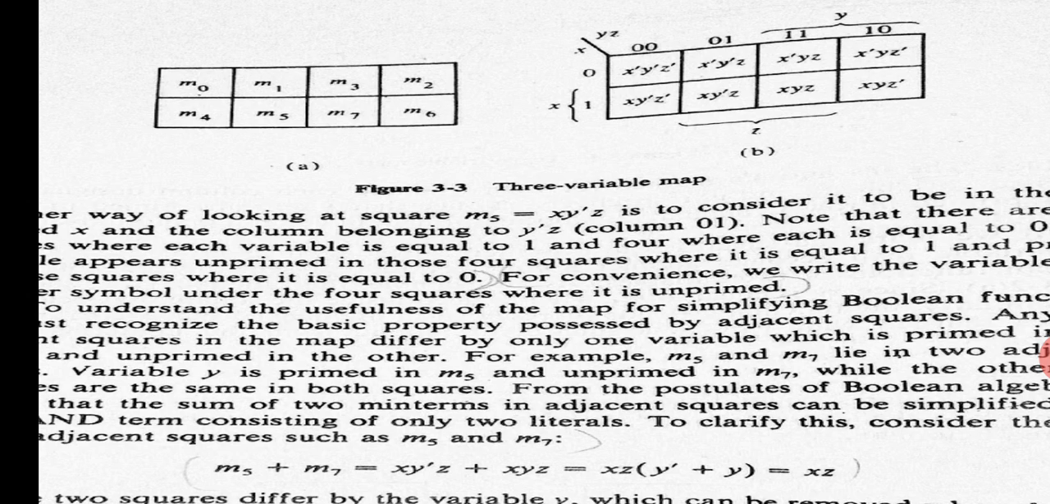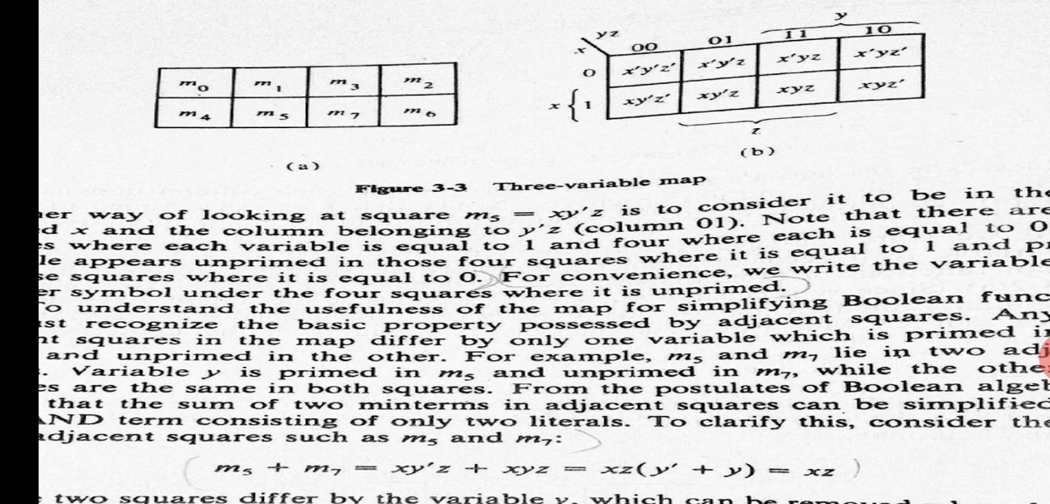Say for example, when x is 0 and yz is 00, everything is x dash, y dash and z dash, so you get the inverted variables. When x equals 0, y equals 0 and z equals 1, wherever you have 0 you put a dash, or inverted variable, and for 1 you keep the variable as it is. That is the reason why, when you have x 0 and yz 01, you have x dash y dash z.